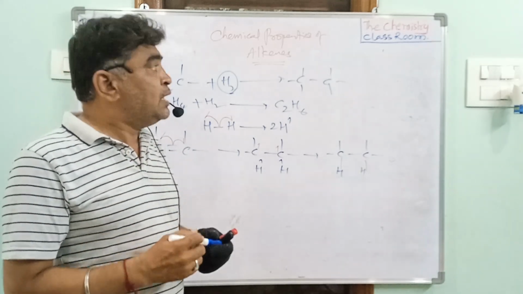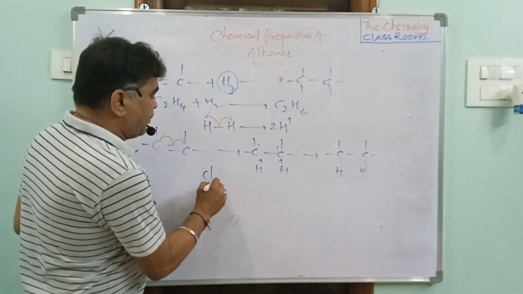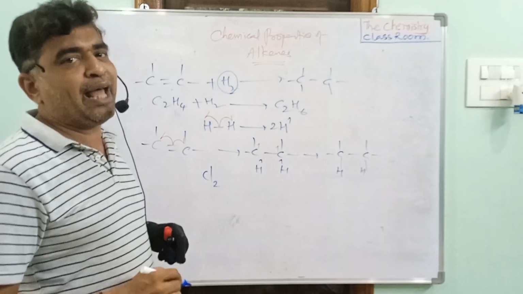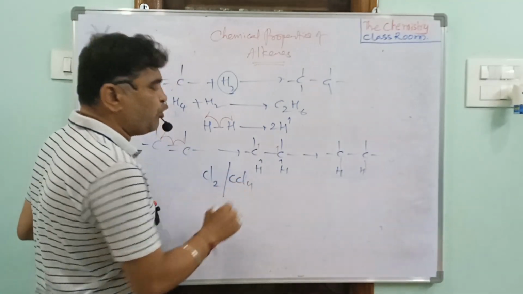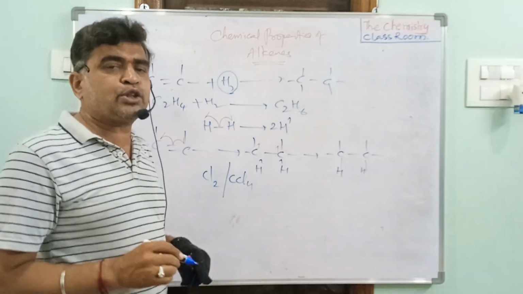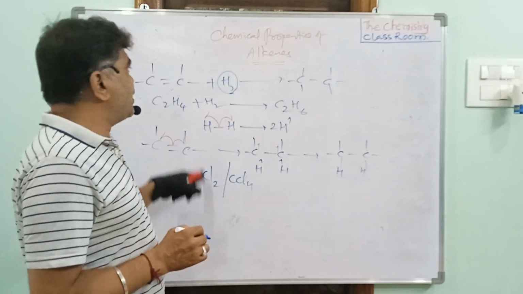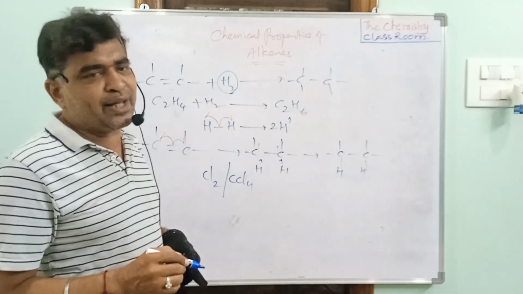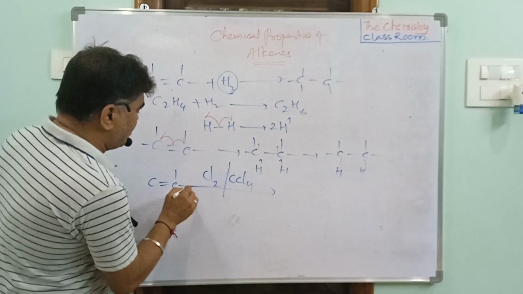At the same time, we get one more example of a reaction. For example, I am reacting with chlorine or a halogen. The halogen is reacted in the presence of CCl4, carbon tetrachloride. The carbon tetrachloride is the solvent. In the presence of carbon tetrachloride, the chlorine reacts with the alkene compound. So what is reacting? It is the alkene, that is C double bond C.